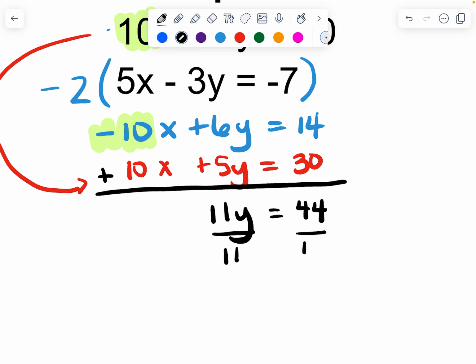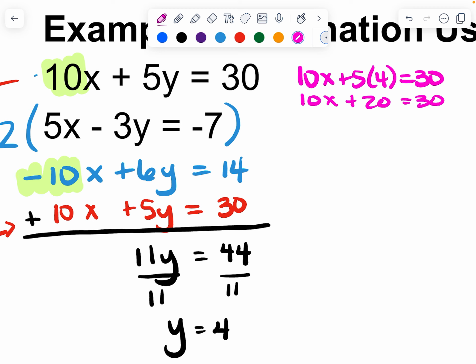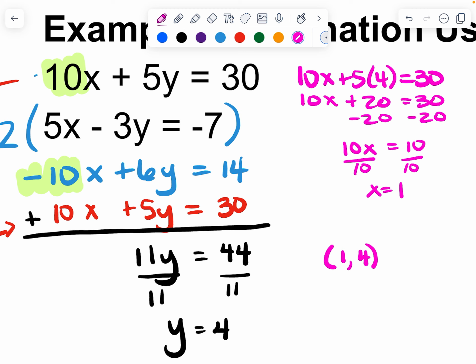When I solve this, y equals 4. So now I have my y value. I need to find my x value. When you do this, plug it back into an original equation, just in case you've done something wrong. So 10x plus 5 times 4 equals 30. So 10x plus 20 equals 30. Subtract 20 from both sides, and I get 10x equals 10. Divide by 10. x equals 1. So my point is 1, 4.